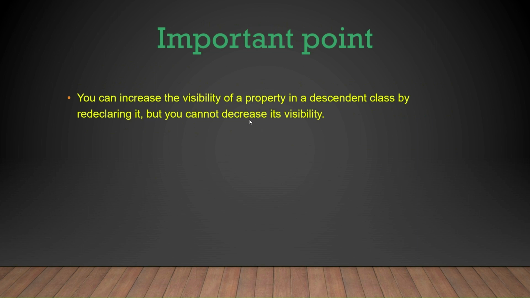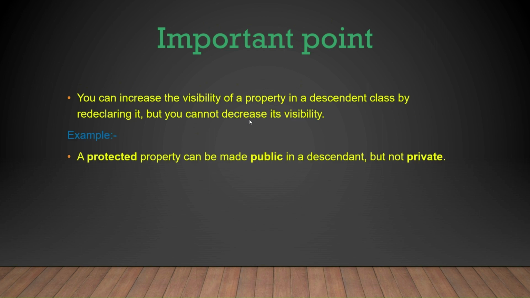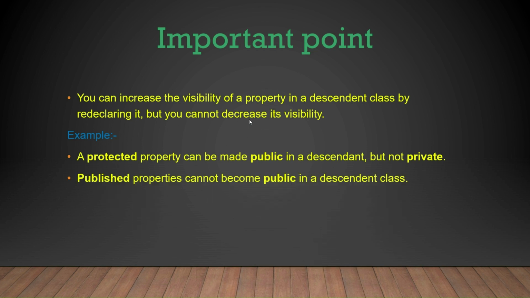You can increase the visibility of a property in a descendant class by re-declaring it, but the visibility cannot be decreased. For example, a protected property can be public in the descendant but cannot be private. The published properties cannot become public in the descendant.